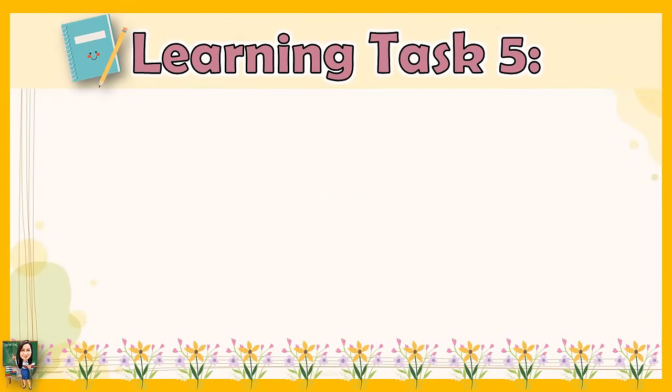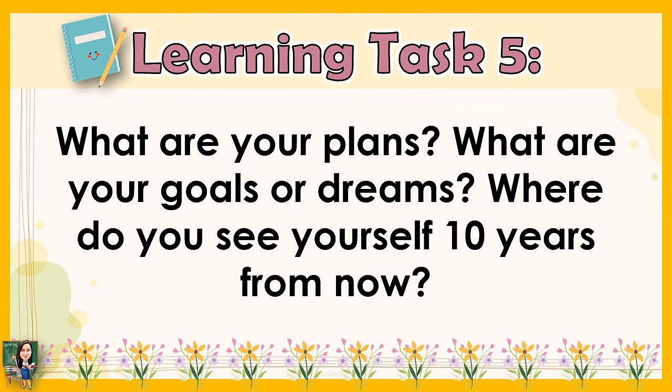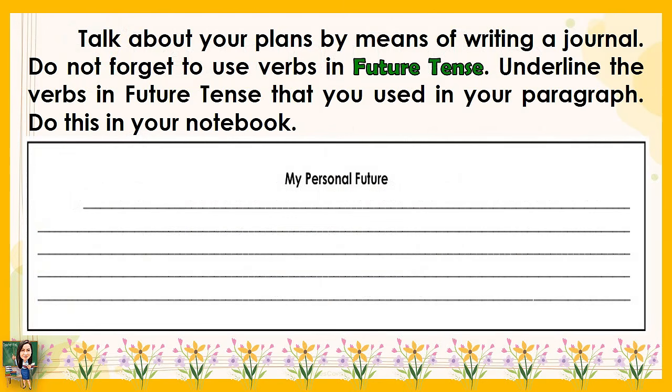For learning task 5, this is the same as learning task 4. What are your plans? What are your goals or dreams? Where do you see yourself 10 years from now? And you are going to write another journal using verbs in future tense. Write another journal with the title of My Personal Future.